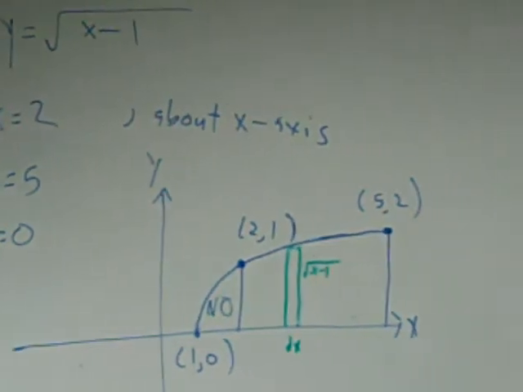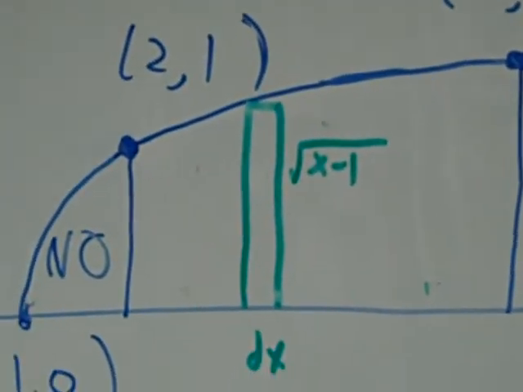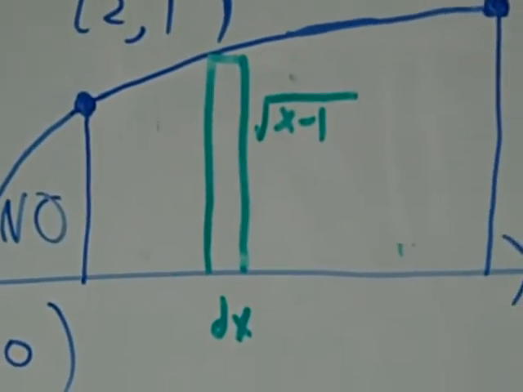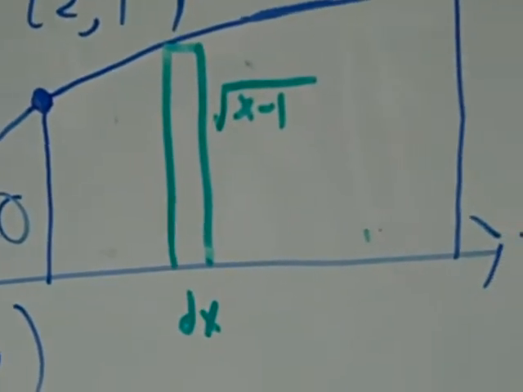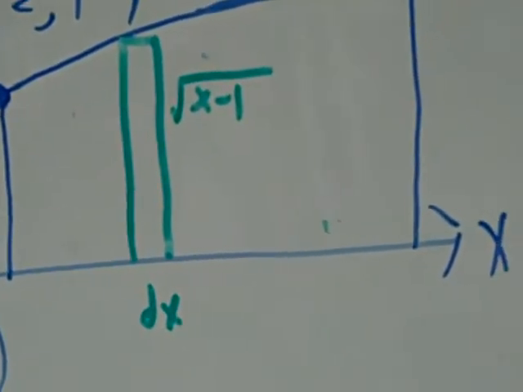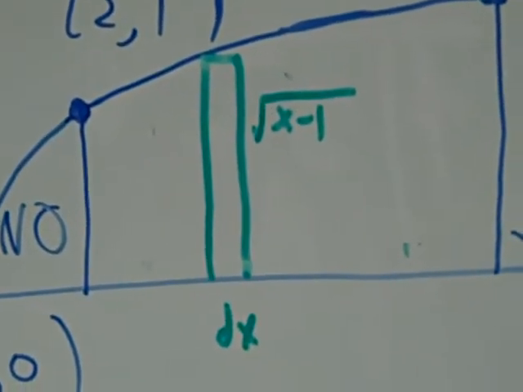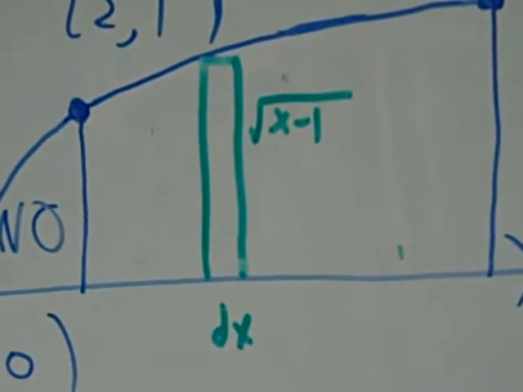Observe, and I'm going to move the camera around so you'll have to forgive me. Pardon me while I do this. Now, if you'll observe, this is an infinitesimal rectangle of infinitesimal thickness along x. You put the infinitesimal thickness along the axis that you're integrating with respect to, which is x. So dx there, radical x minus 1 is the height. So that's the infinitesimal rectangle.